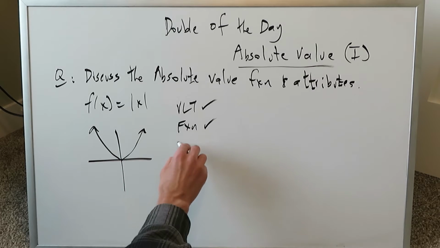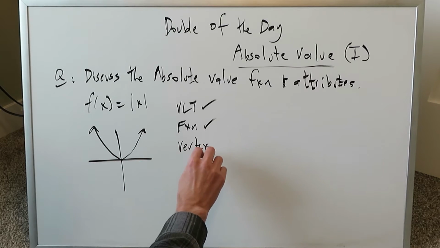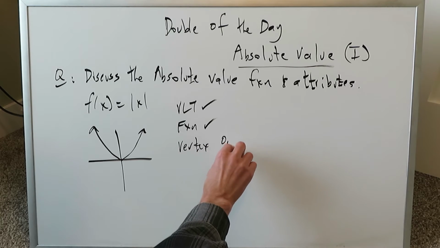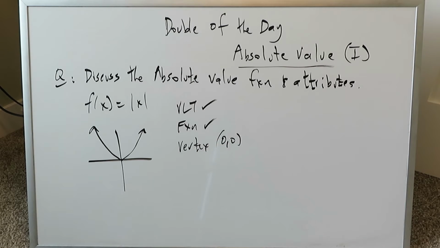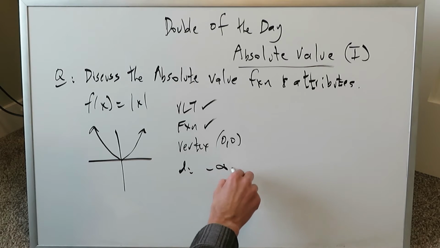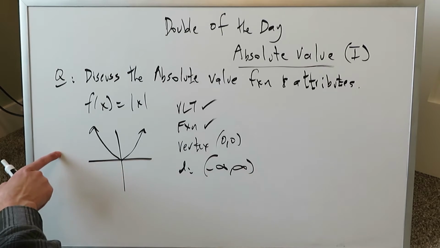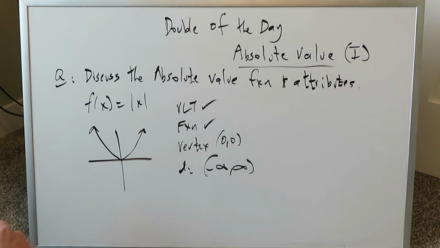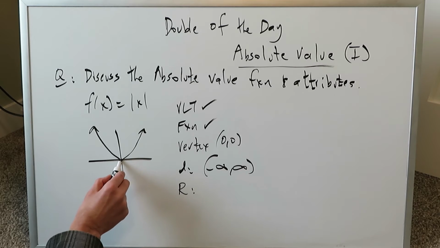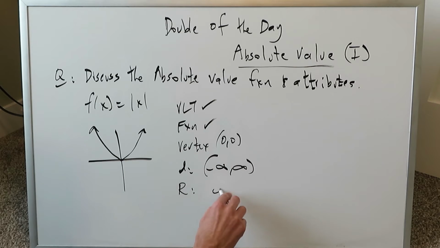looks something like this. It has a vertex here, especially when it's not translated at the origin. What are the additional important attributes you need to know? Well, it's this. The domain is always minus infinity to positive infinity. From left to right, it's going minus infinity to positive infinity. In terms of the range, you should know this. It goes no lower than 0, but it goes up towards infinity. 0 is included in the range, and it's 0 to infinity.